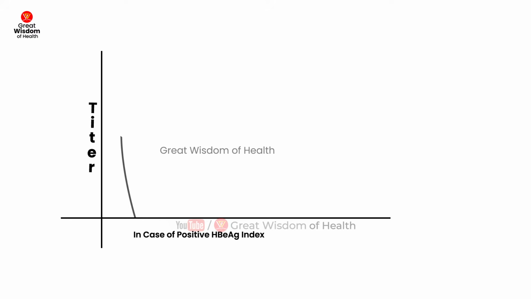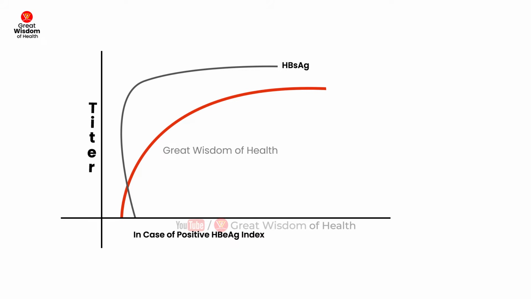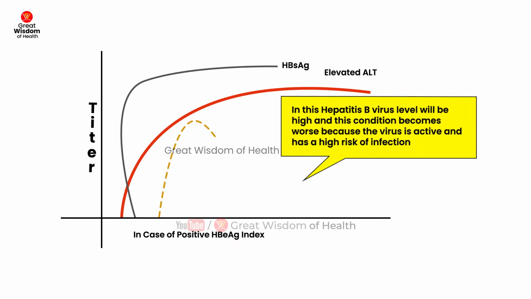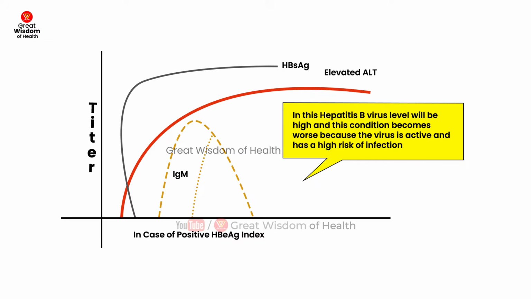A positive HBeAg index followed by an elevated liver enzymes index, and the liver begins to show signs and symptoms of inflammation. The patient is confirmed to have hepatitis B virus, and this condition becomes worse because the virus is active and has a high risk of infection.